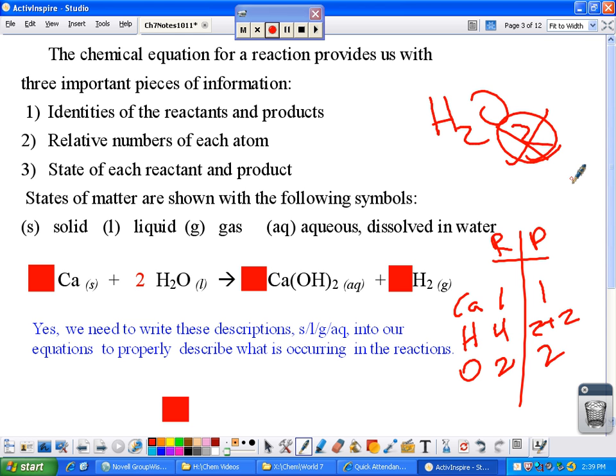And all of the other subscripts could be 1s. I don't write the 1s in, so they're just blank in there. And now it's balanced. You have 4 hydrogens. 2 plus 2 is 4 hydrogens. 2 oxygens. You already had 2 oxygens, so it's already balanced. That's the focus of this chapter. It's just balancing equations.